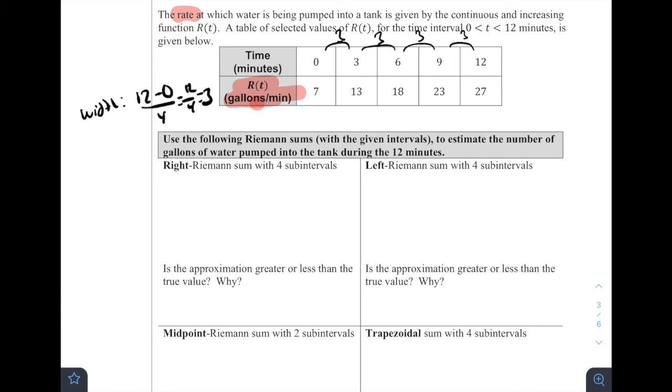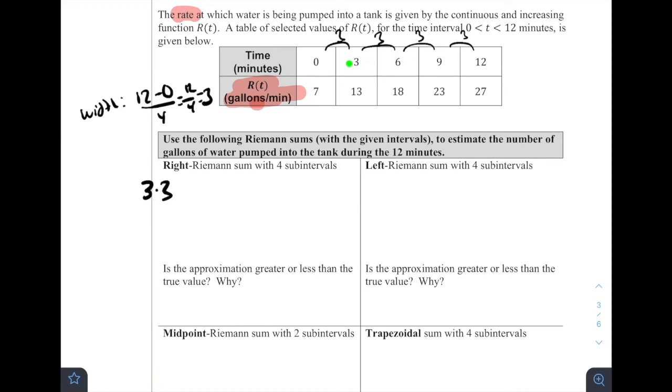What we're going to imagine here is we have our right Riemann sum, and so we would have a rectangle going from 0 to 3. Now, if I'm doing a right Riemann sum, that means that I'm going to use the height of the function on the right side, which is here at 3. So that's going to be a height of 13 here. So the first rectangle is going to be 3 for the width times a height of 13.